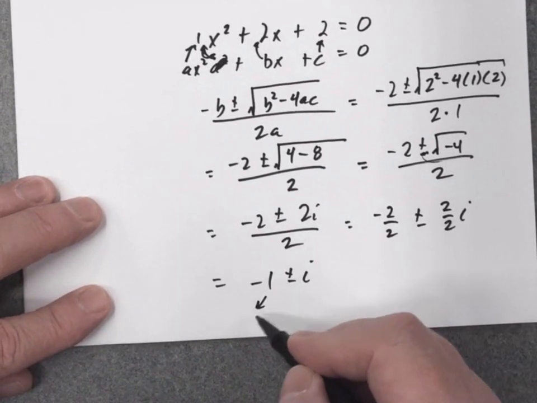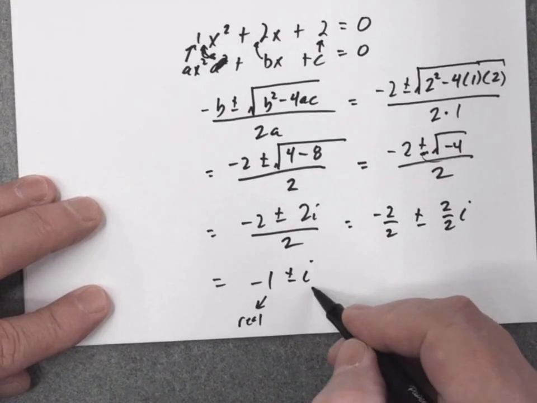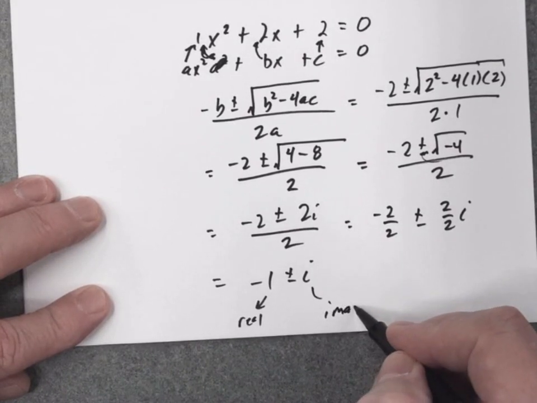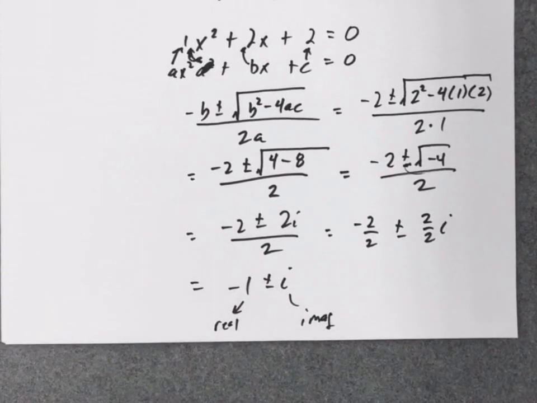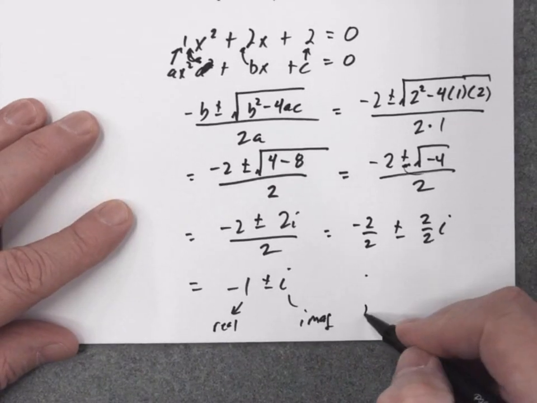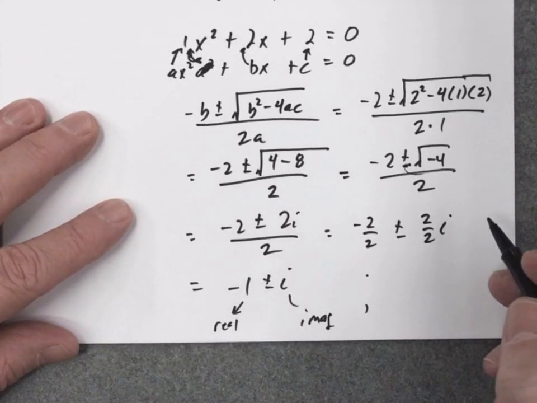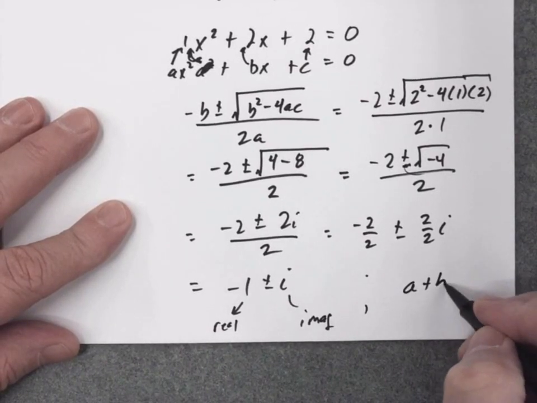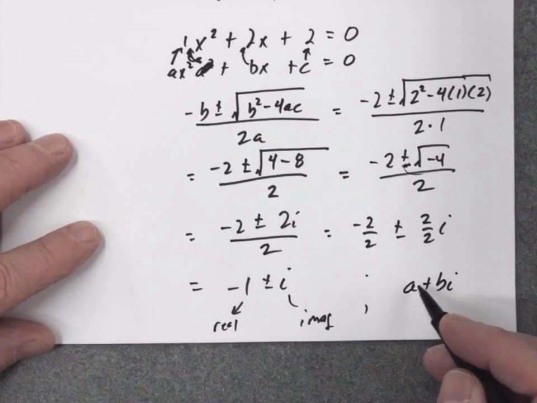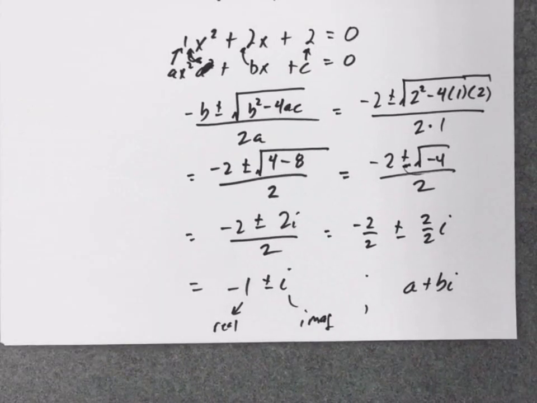So this is the real part, and this is the imaginary part. So this is also a complex number. A lot of times when they ask for the answer and the answer is a complex number, they'll want it in this form, which means they want the real part and the imaginary part in two different terms. All right, quick review of complex numbers.